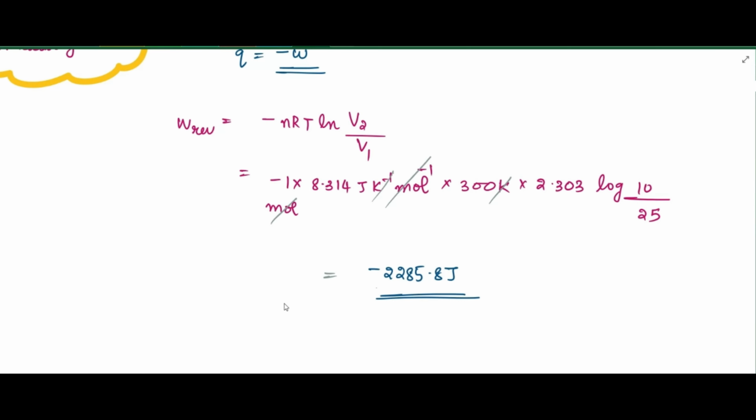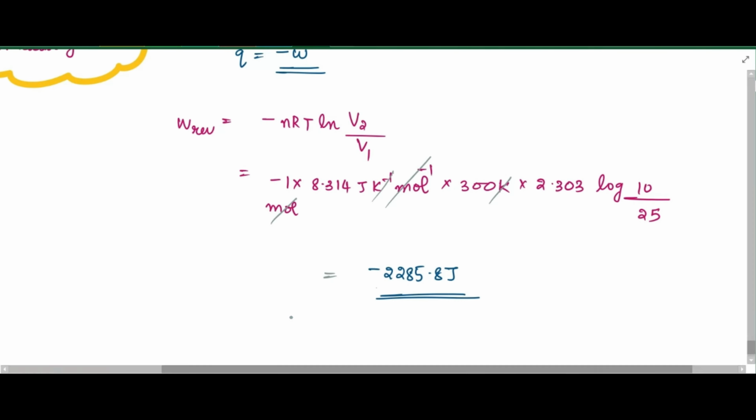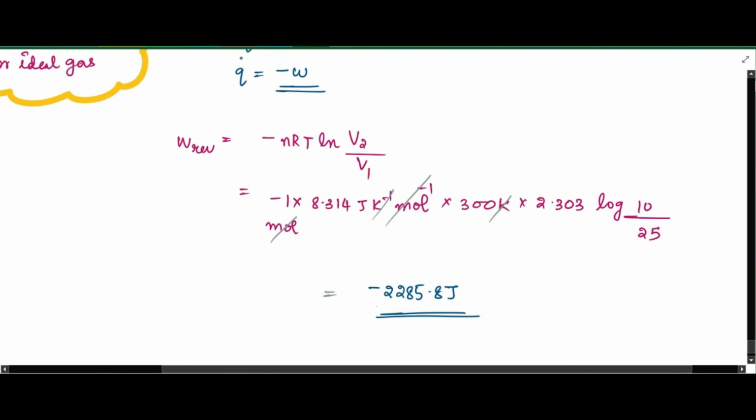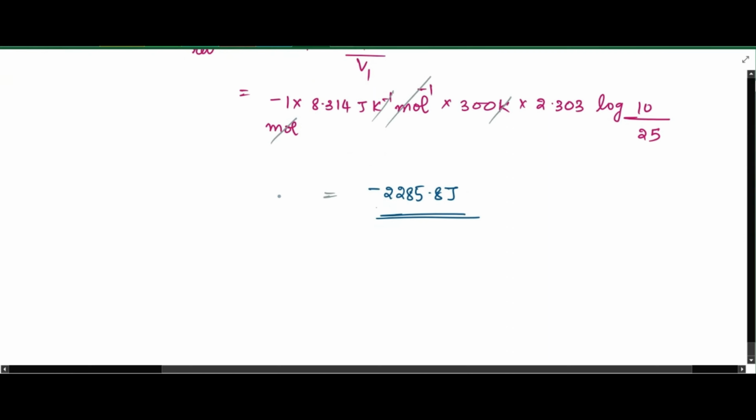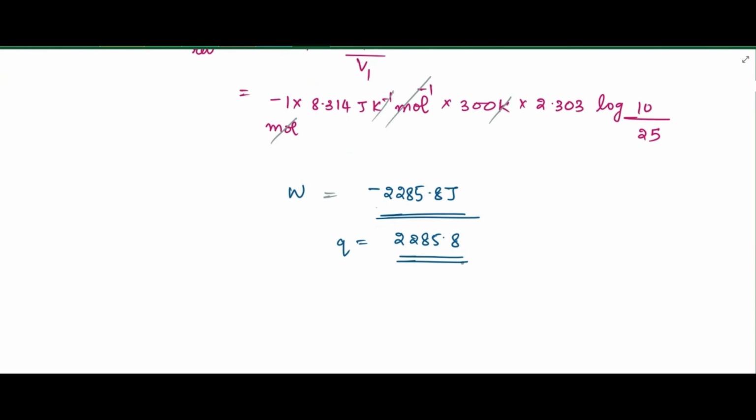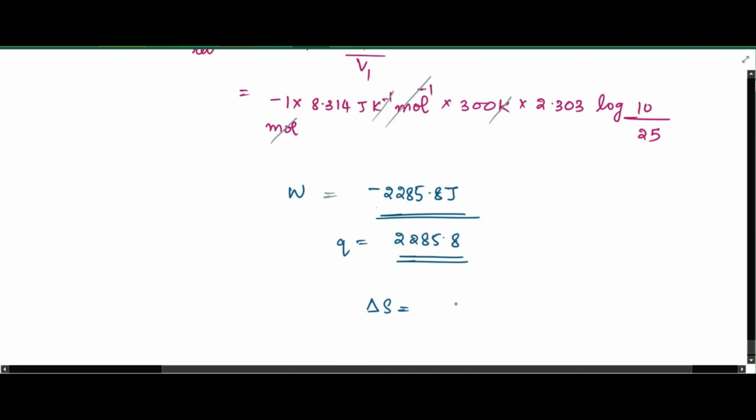So this is my work done. What is Q? Q is minus of work done. This is work done, so Q is the negative of this, which is 2285.8. And the question is to find delta S. What is delta S?